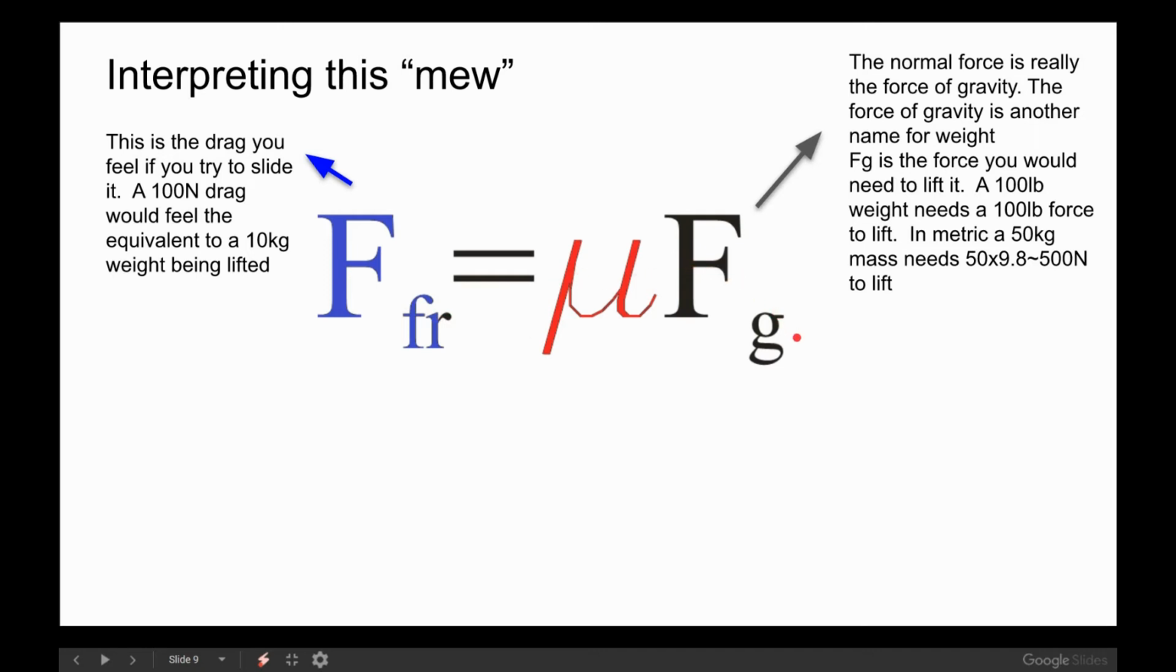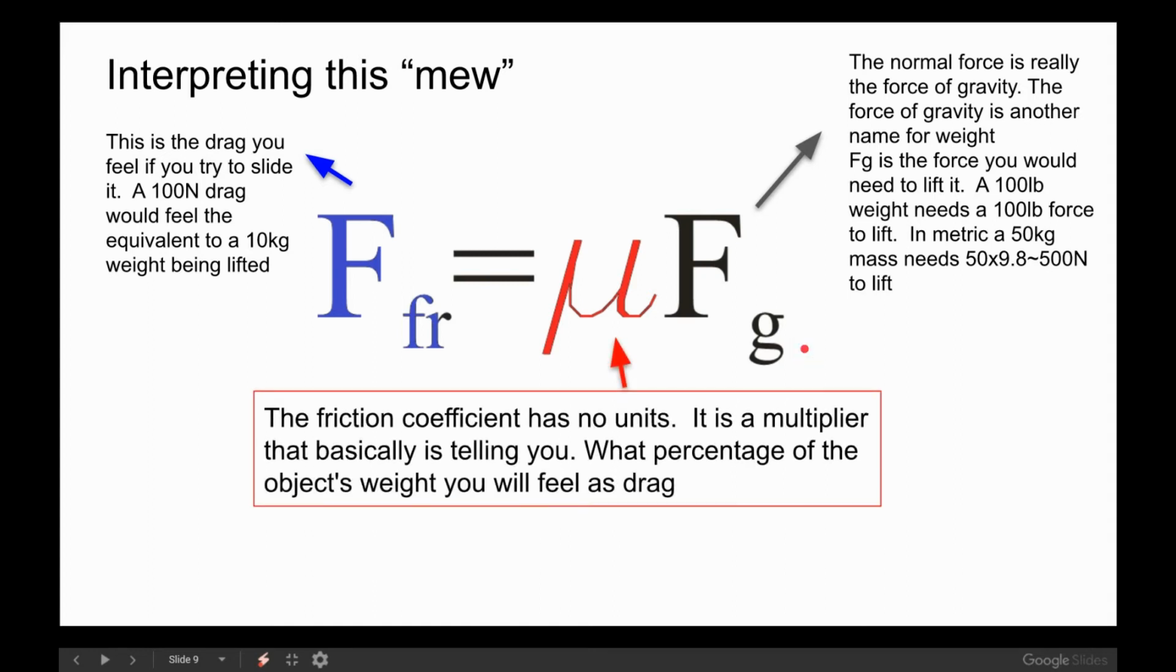So let's say, for example, there's a 500 newton weight. A 50 kilogram object sitting on the ground weighs 500 newtons. And the coefficient of friction is 0.2. When you multiply these two numbers, you would get 100 newtons of drag, which is 1/5 the weight of the object. So in this example, it would be 5 times harder to lift it than to slide it along the floor. And that's how I'm going to get you to try to interpret this so it makes sense to you.